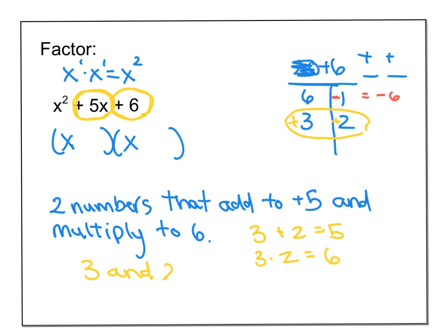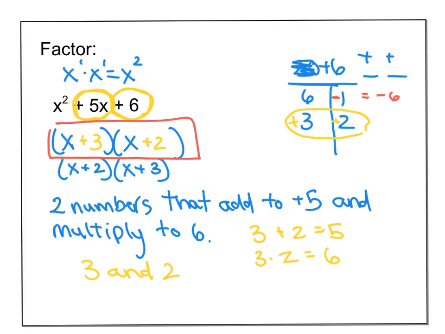3 and 2. Well, where do you put those? They go right here. You have a +3 and a +2. Those are your factors. Now, the truth is you could put these in a different order. Order of multiplication doesn't matter. So if you decided to write your answer with the 2 listed first and the 3 listed second, it's totally fine. But there is your answer.